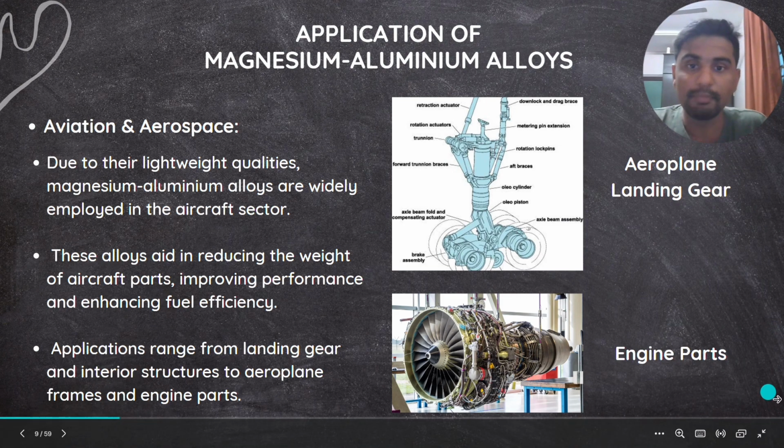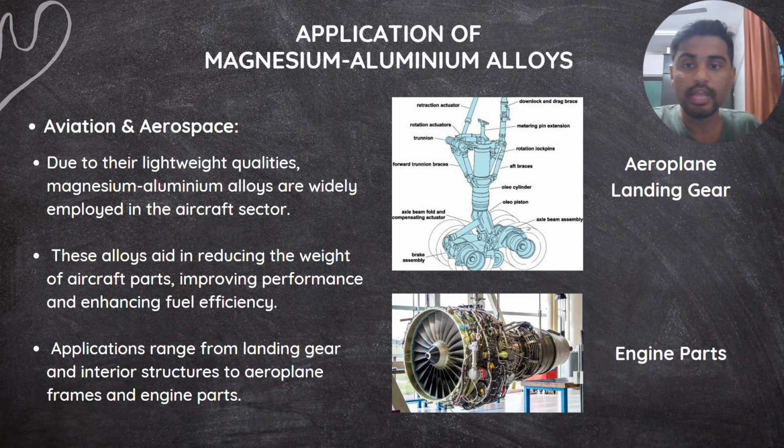Next, we have the application of magnesium aluminum alloys in aviation and aerospace. There's a reason why magnesium aluminum alloys are widely used in aviation and aerospace. Due to their lightweight qualities, they are widely employed in the aircraft sector. These alloys aid in reducing the weight of aircraft parts, improving performance, and enhancing fuel efficiency. The applications range from landing gear and interior structures to airplane frames and engine parts. As you can see on the left side of the slide, these are example parts where magnesium aluminum is used: aeroplane landing gear and engine parts.